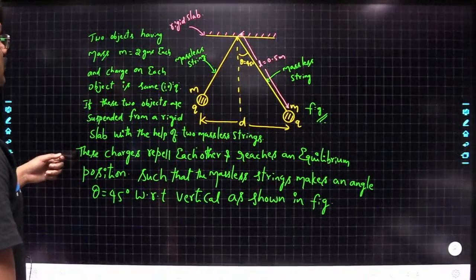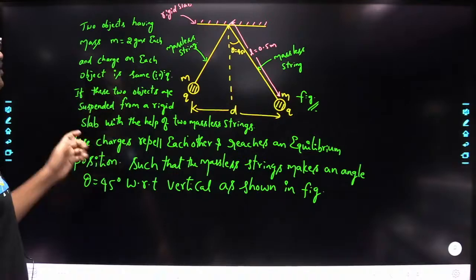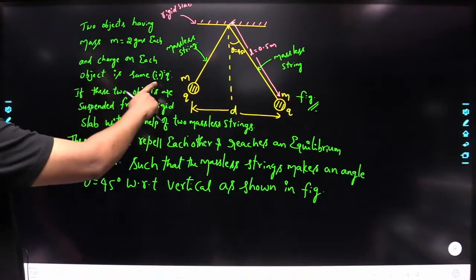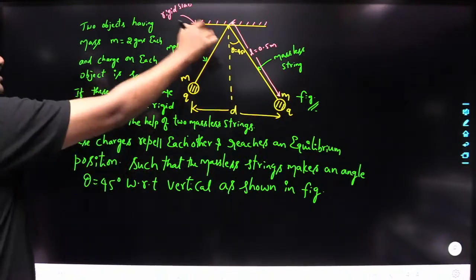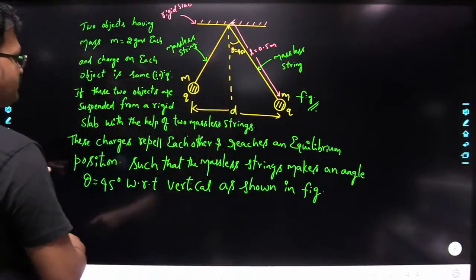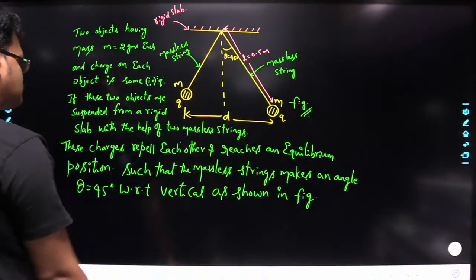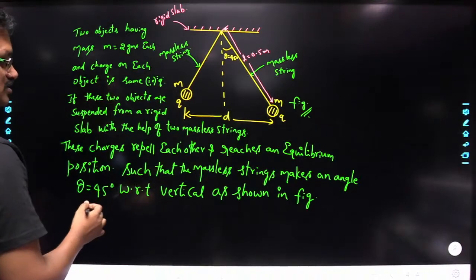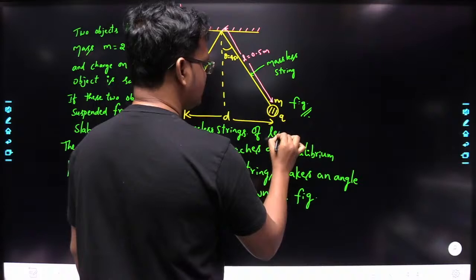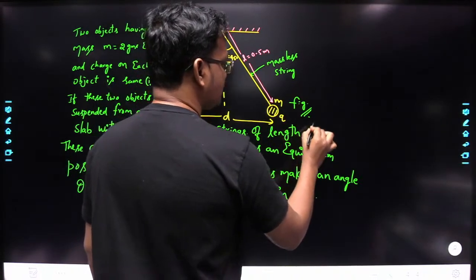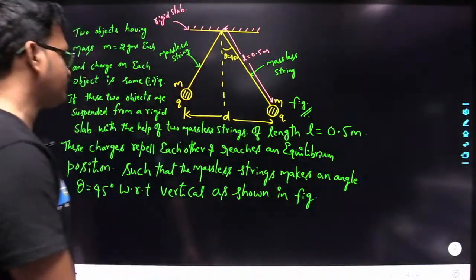So what is the question? Two objects having mass m equal to 2 grams each, and the charge on each object is the same, that is Q. If these two objects are suspended from a rigid slab, this is the rigid slab here, with the help of two massless strings, of length L equal to 0.5 meters.